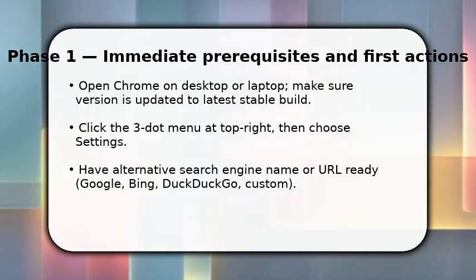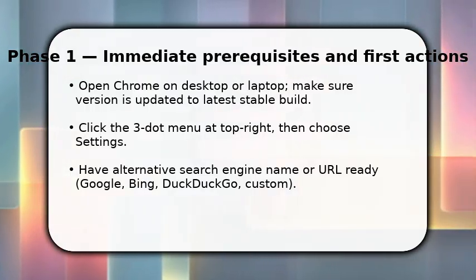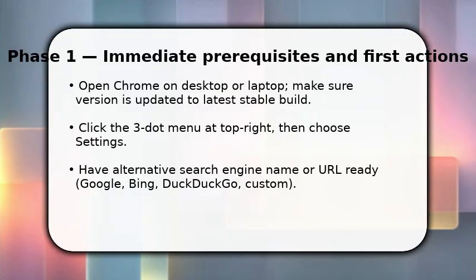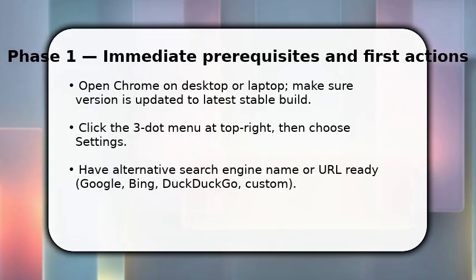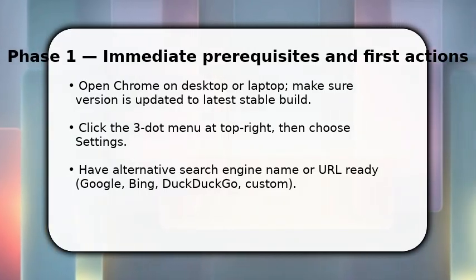Also prepare the name or URL of the engine you want to add, for example DuckDuckGo or a custom site. This saves time when adding a new provider. Now, proceed to the Search Engine section to begin changing it.